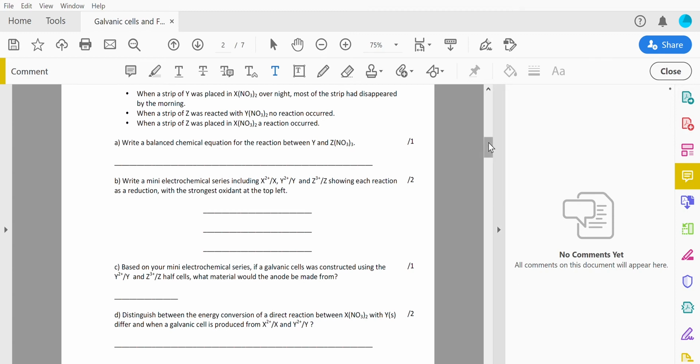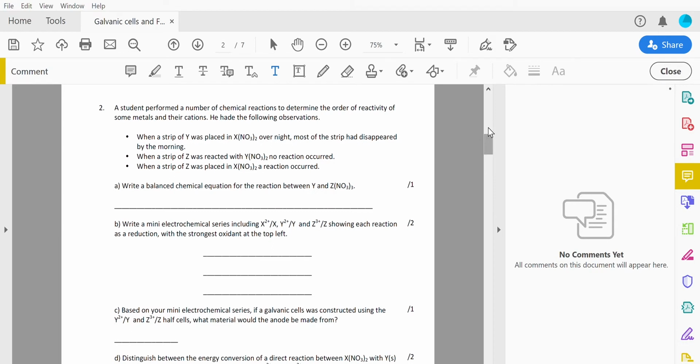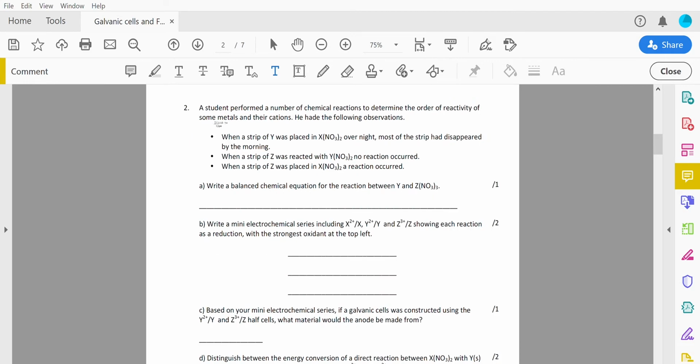Let's go through question 2 on the practice SAC. This is about really being able to apply your knowledge of the electrochemical series to work out where these mysterious metals would go on the electrochemical series in relation to each other. So what we need to be seeing is, okay, we have a strip of Y, highlight here, is placed in XNO3. Most of the strip had disappeared by the morning.